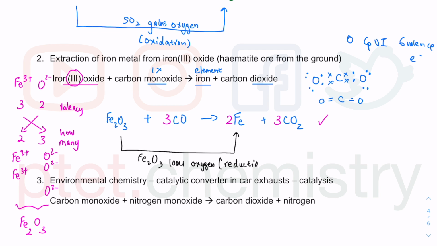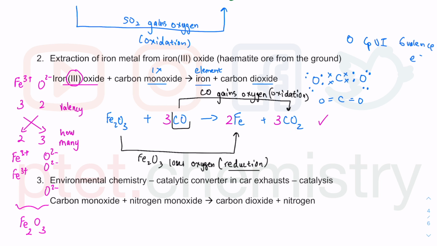Loss of oxygen is reduction, whereas gain of oxygen is oxidation. As you can see in this reaction, explain why this is redox. I must talk about Fe2O3 losing the oxygen. This is reduction, point number 1, your first mark. So CO gains oxygen and becomes CO2.